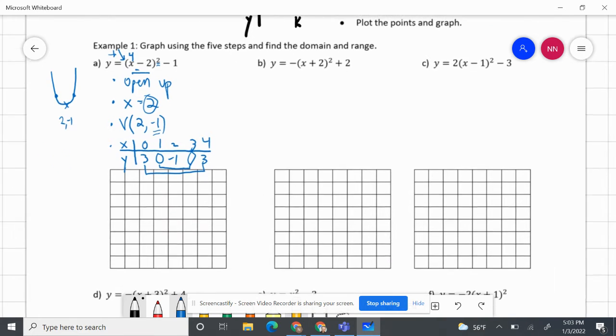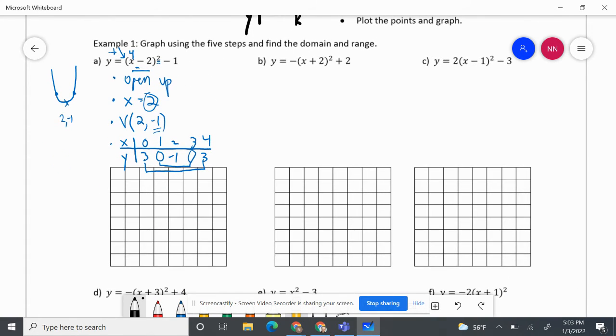Now, our last step is we're going to actually graph it. We have 0, 3. We have 1, 0. We have 2, negative 1. We have 3, 0. And we have 4, 3. This right here gives us our quadratic. And the last thing that we're going to do is find the domain and range.